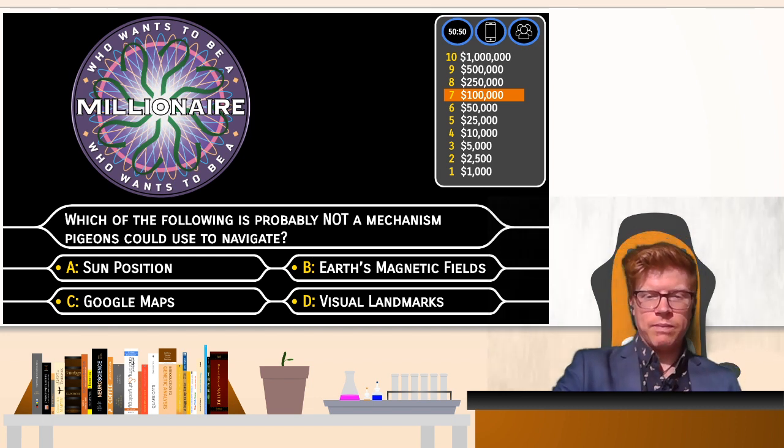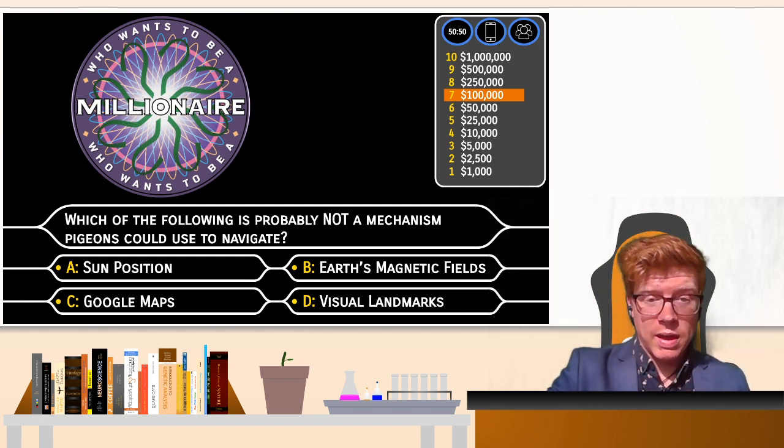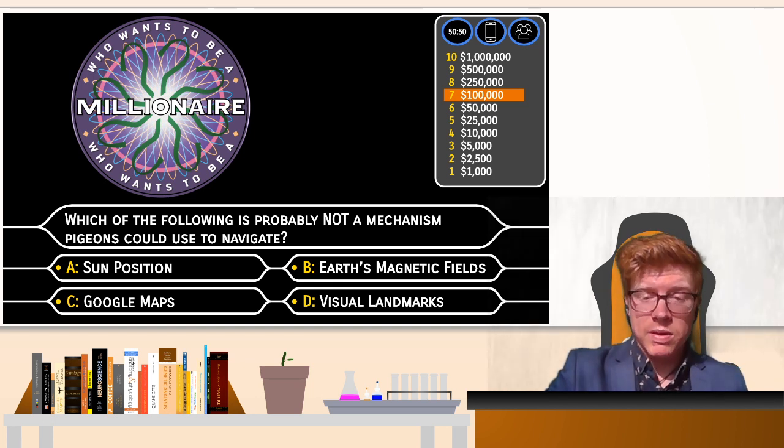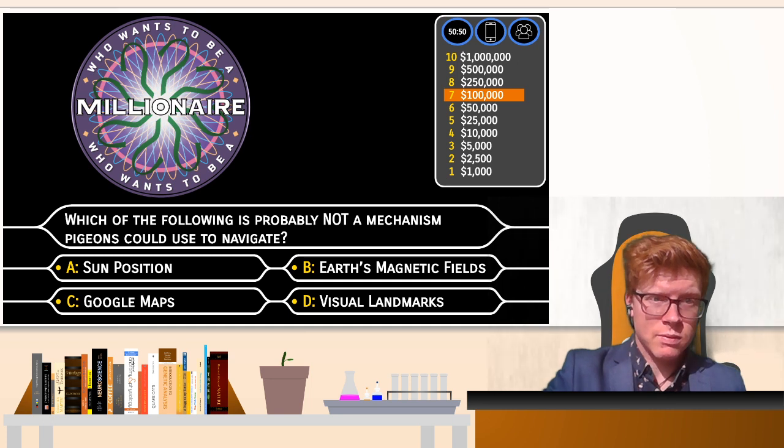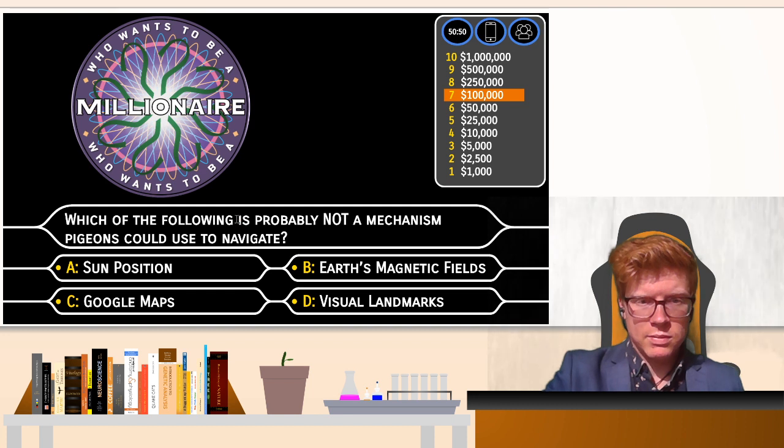Which of the following is probably not a mechanism pigeons could use to navigate? A. Sun position. B. Earth's magnetic fields. C. Google Maps. Or D. Visual landmarks. This is indeed a very tricky one.